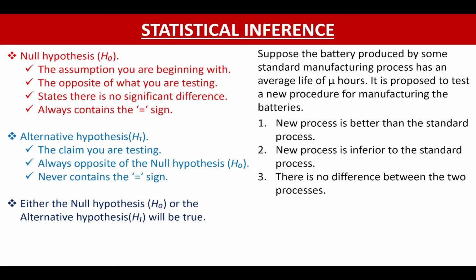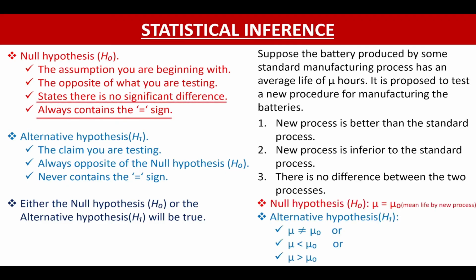So now you have to formulate the null hypothesis. As we have discussed earlier, we should have a neutral or null attitude. The first two assumptions reflect a bias and we will outright reject them. Next is, we had seen that the null hypothesis states that there is no significant difference and will always contain the equal to sign. Hence our null hypothesis will be that the mean life of battery produced by the standard process is equal to the mean life of battery produced by the new process.